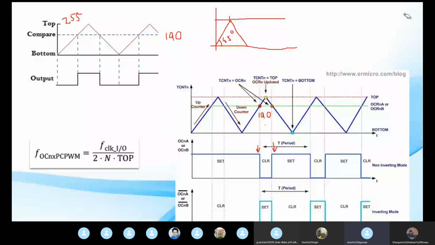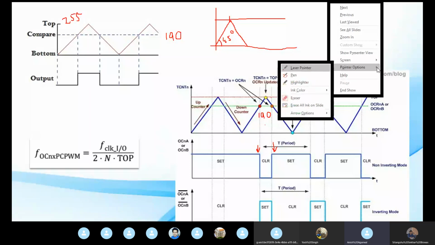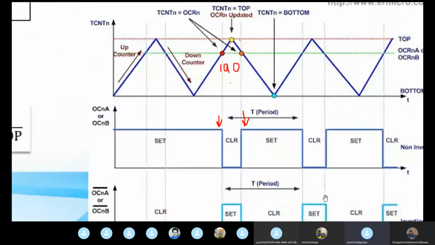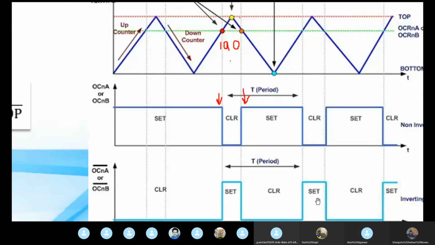Coming to the inverting mode. Can you please move the slide a little bit up? The second graph is not properly visible. Yes, okay. In the second graph, what we have done is that when it encounters the value of 190, it will be set, and then while down counting, when it encounters it, it will again be cleared. So this is the inverting mode. We'll be using both the pulses in our code. I'll explain how it works.